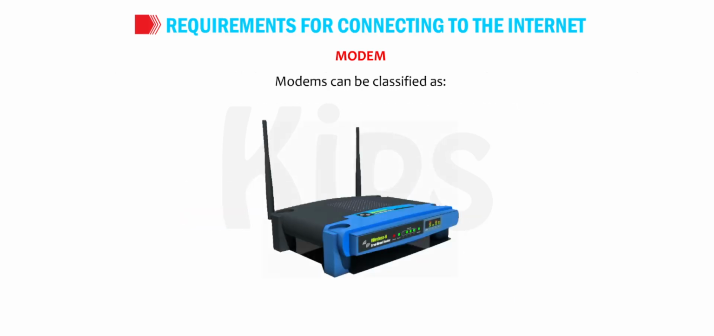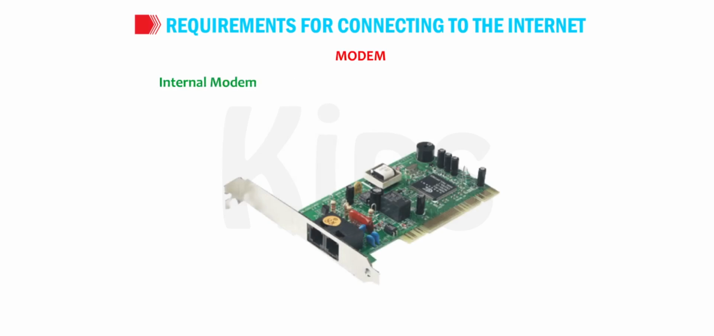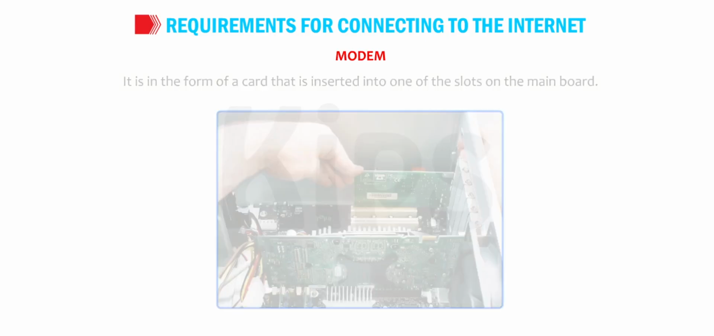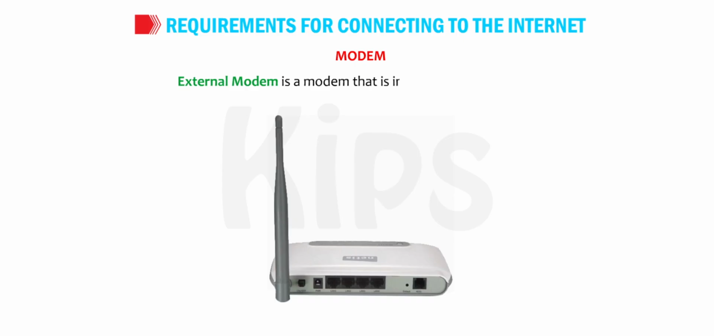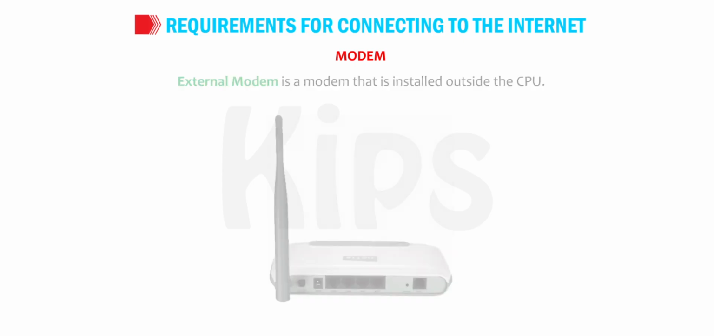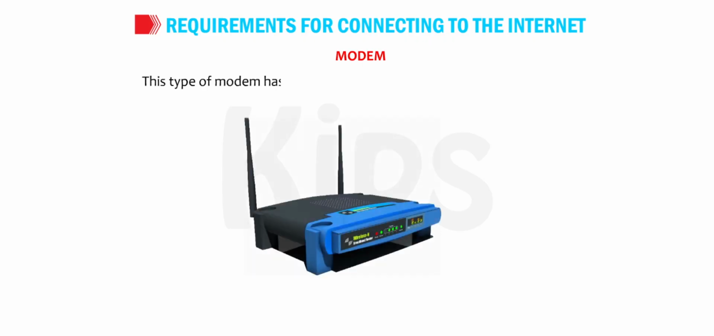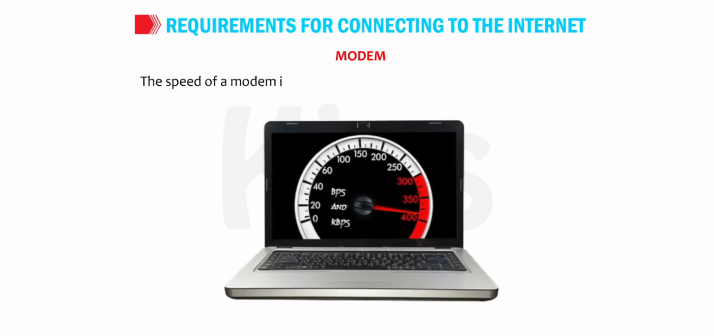Modems can be classified as: internal modem is a device that is already installed in the computer. It is in the form of a card that is inserted into one of the slots on the main board. External modem is a modem that is installed outside the CPU. It is in the form of a box that is normally connected to USB port of a computer. This type of modem has indicator lights that display the status of modem. The speed of a modem is measured in BPS and kbps, kilobits per second.